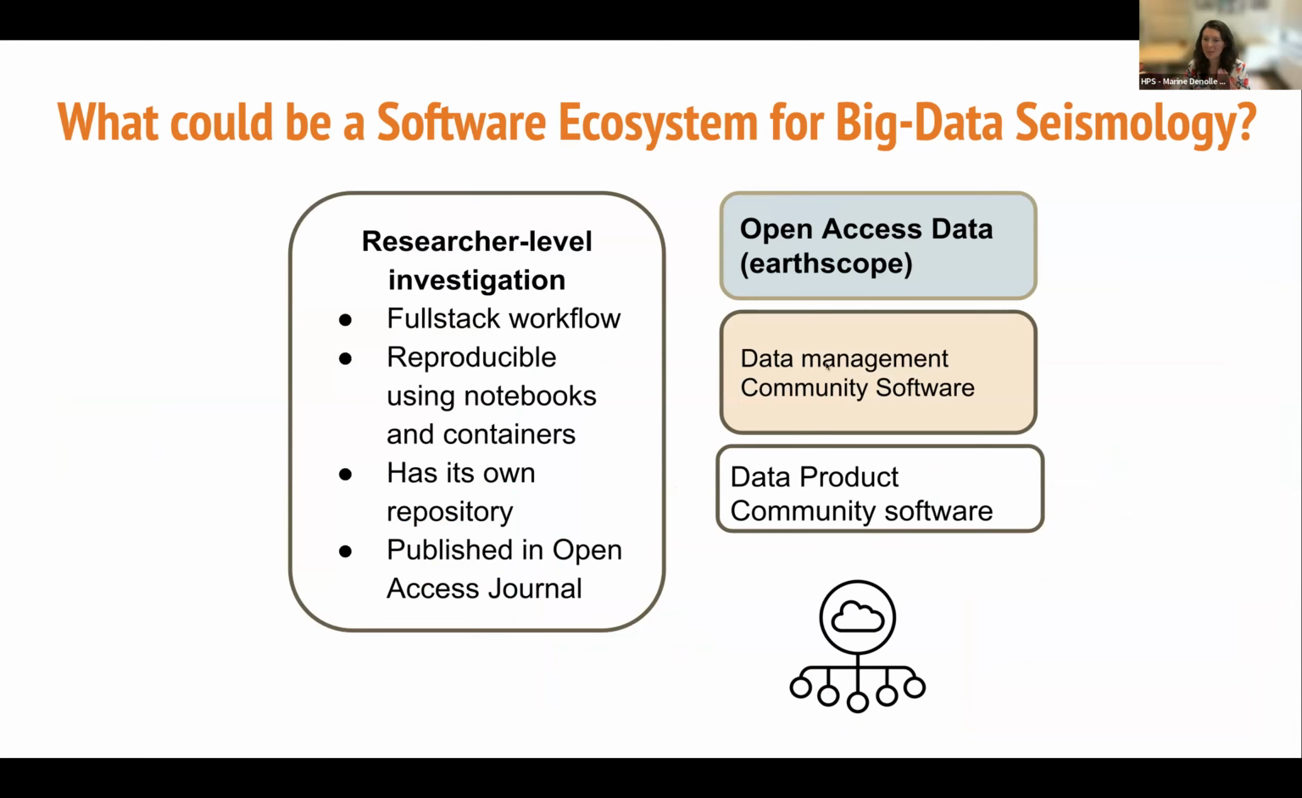Maybe we use this data management community software to do that. Maybe we use these other data product community software to cross-correlate or detect or whatnot. But then what the researcher does is this other type of software, which I think I call the research level research software. It's the full stack workflow. It should be reproducible, provided that we have data that's untouched from this archive and we have open source software along the way. It should have its own repository because it's the full research and investigation. And this is the kind of full stack workflow that can be published in open access journals.